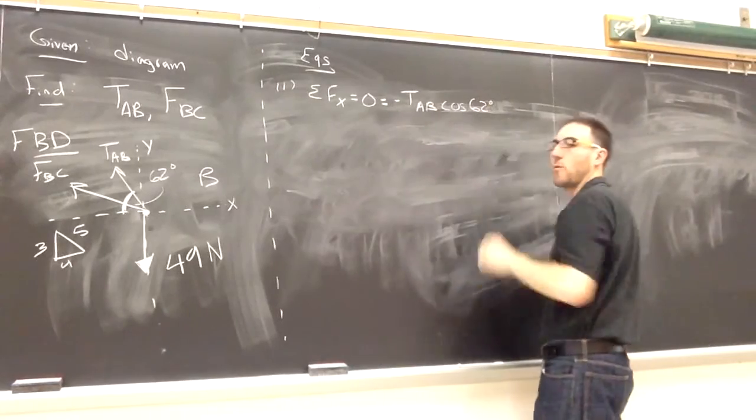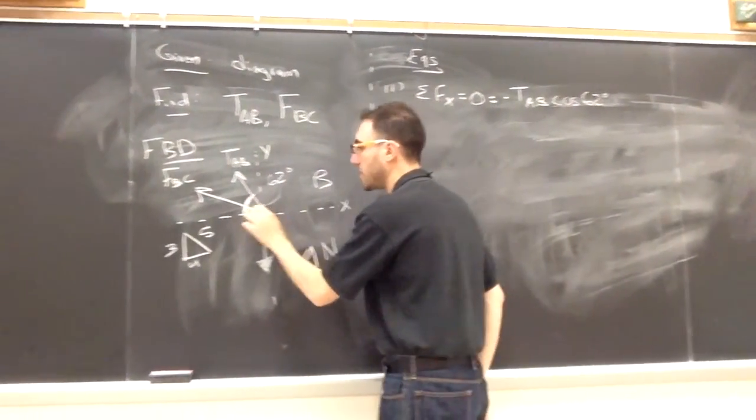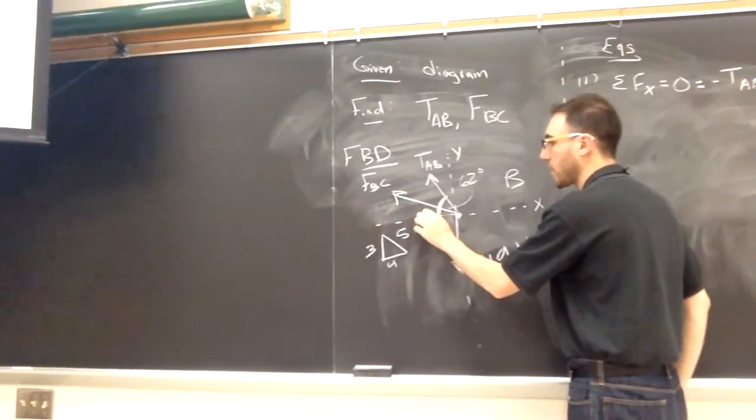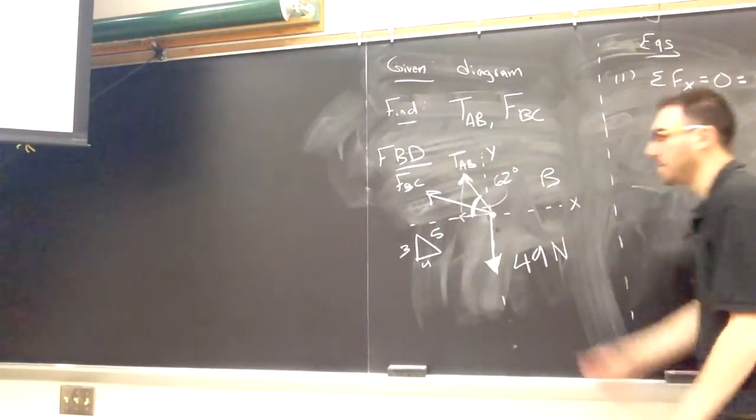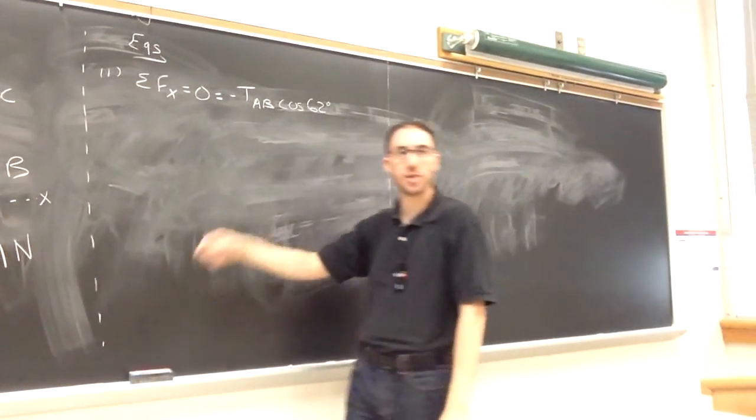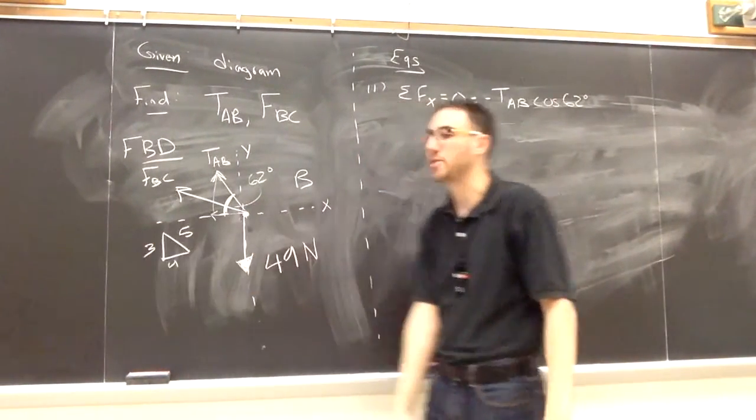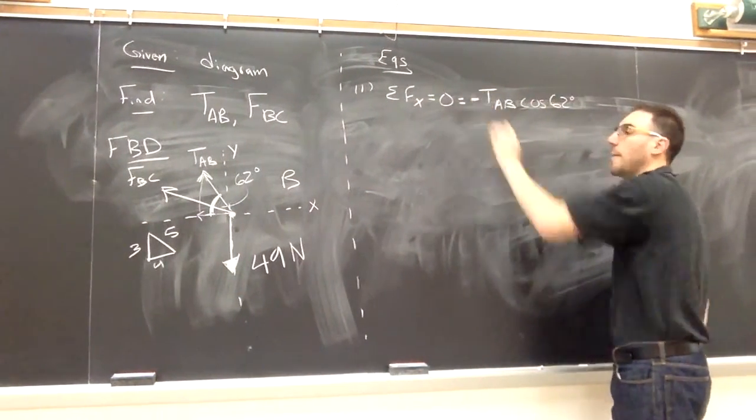Because I only look at forces acting along the x direction, this is where I break it down into components. So TAB is going to have a horizontal component to the left and a vertical component up. So it's negative TAB times cosine 62. That's the horizontal leg of TAB, and it points in the negative x direction. So that's why it's negative up here.